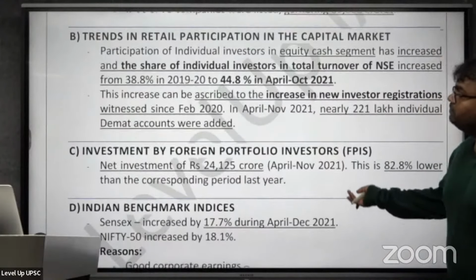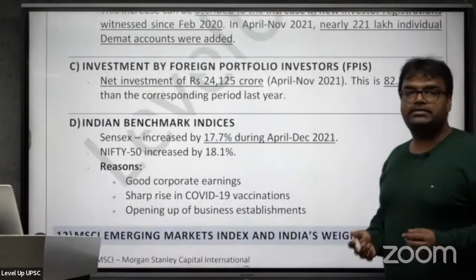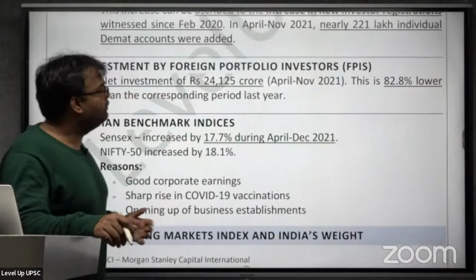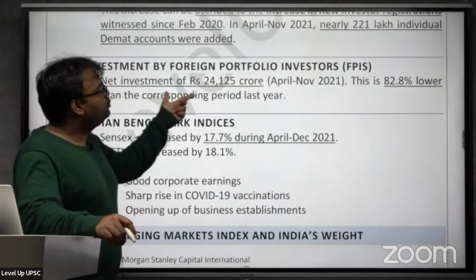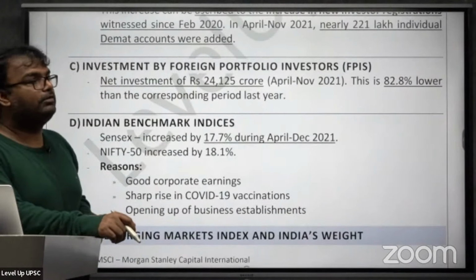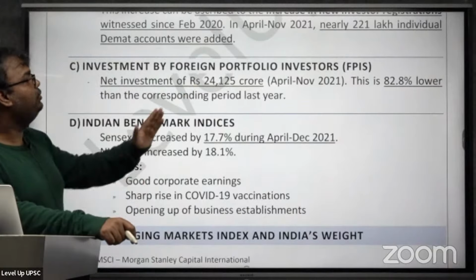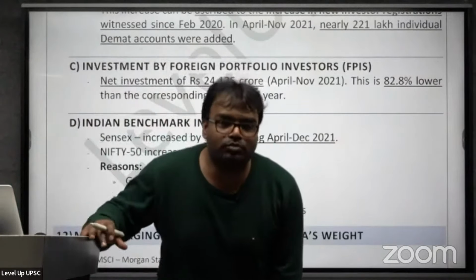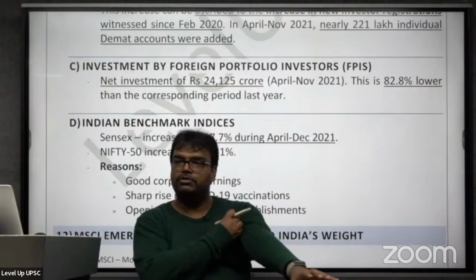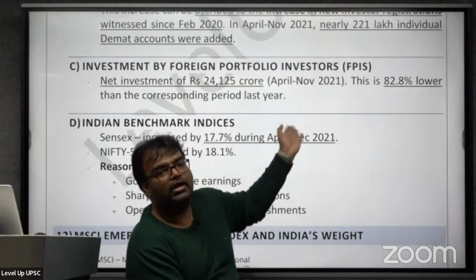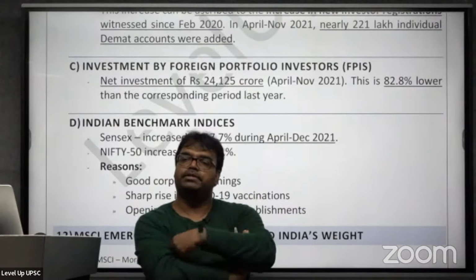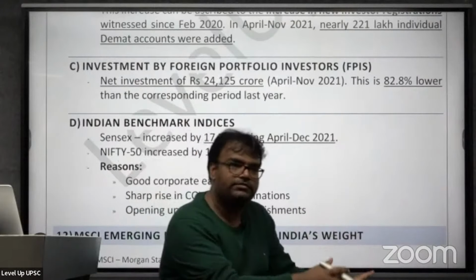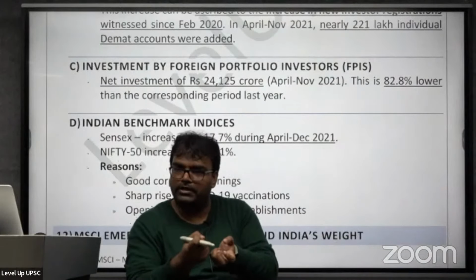Okay, now investment by foreign portfolio investors, FPIs, FDI, FPIs. All of you understand the difference between them. The FPI investment was 24,125 crore between April to November. This is 82% lower than the corresponding period last year. Between April 2020 to November 2020, the investment was almost double what FPIs invested in this period. Net investment, please note, this is net investment. FPIs invest money in the Indian stock market. They also take out the money.